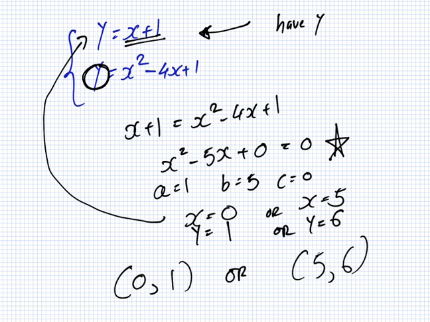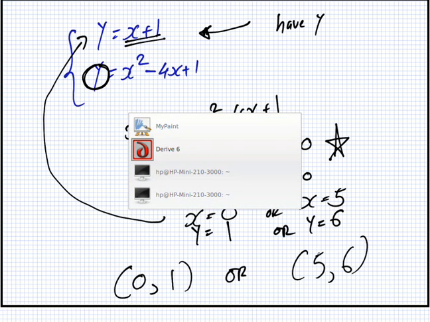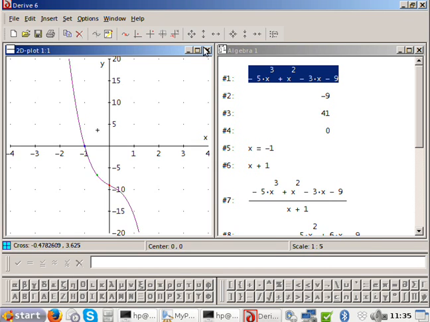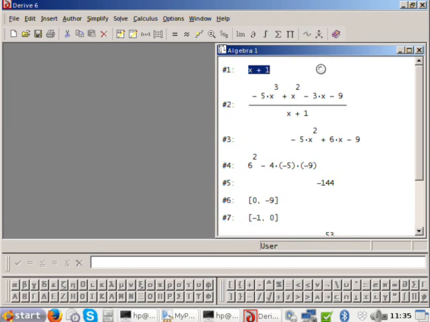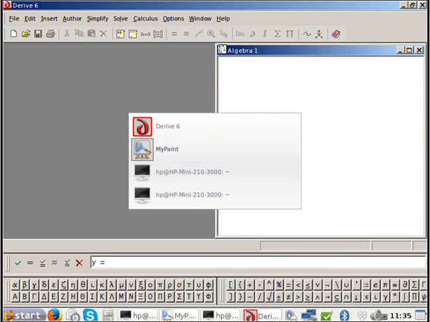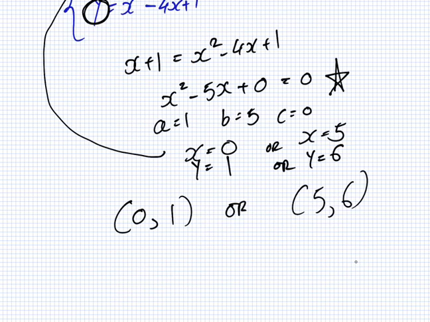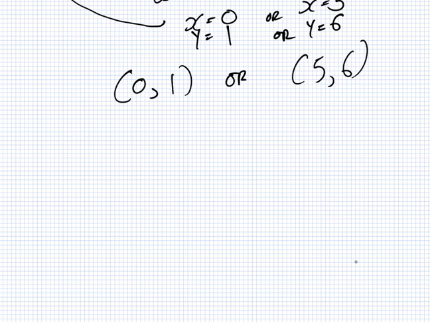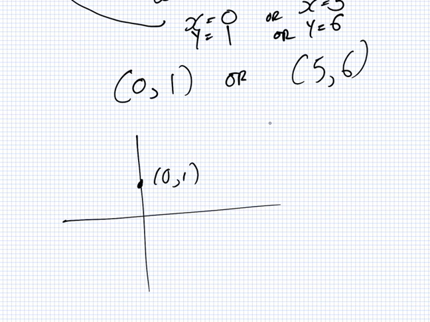Okay, can I go to the graph now? Right, so let's have a look at the graph. Actually, before I draw it, let me roughly draw it first. So if you look, we have 0, 1, which would be about here, and then 5, 6, which would be something like here. So a very rough sketch.